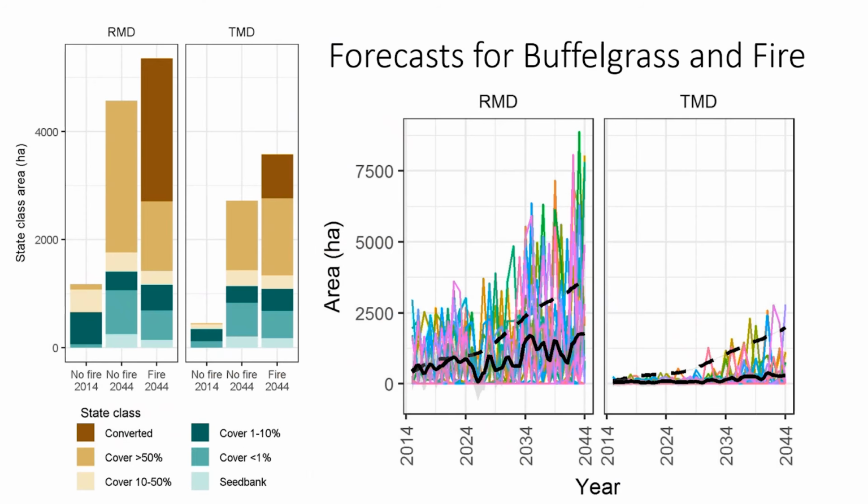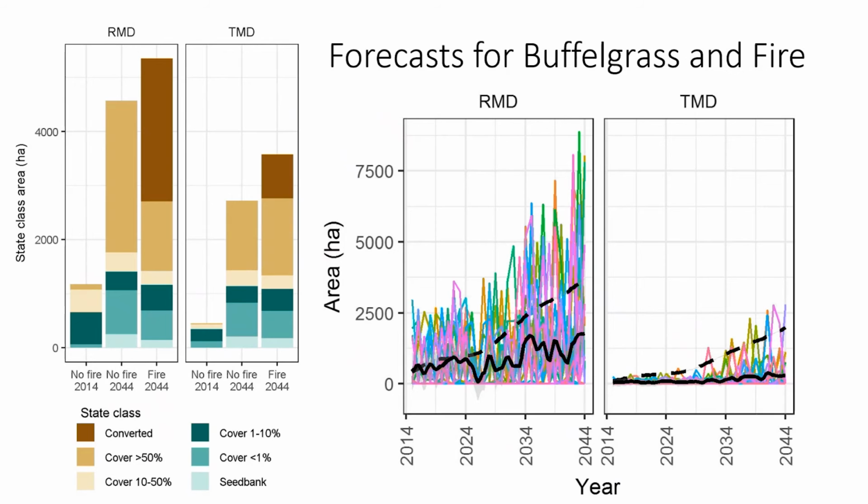And these are the kinds of forecasts that we were able to generate. So we're looking at two things. One of them is just invasion and land conversion by buffalo grass. On the left side, we have a column representing current conditions. This is the Rincon Mountain District for Saguaro National Park, and then the right is the Tucson Mountain District. And then this is 30 years into the future.